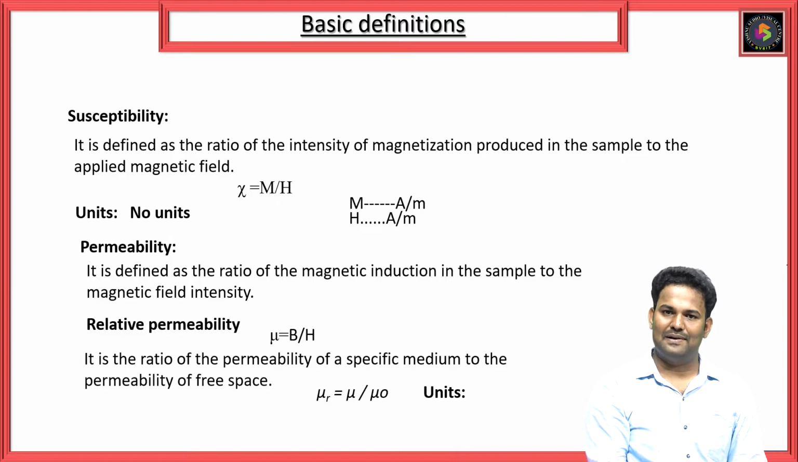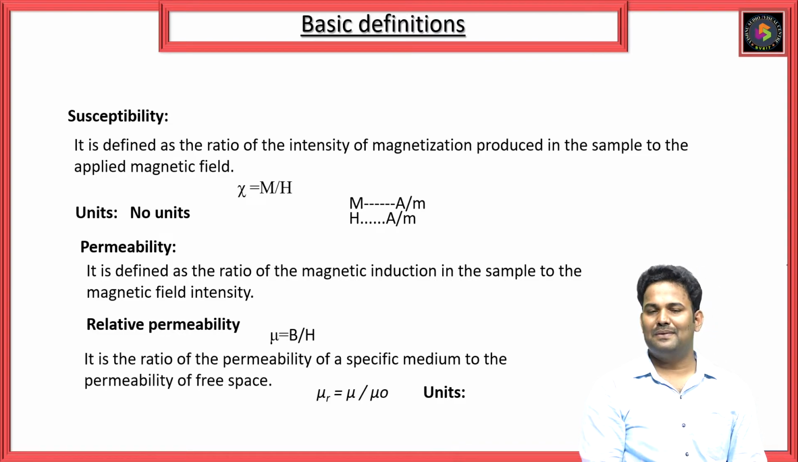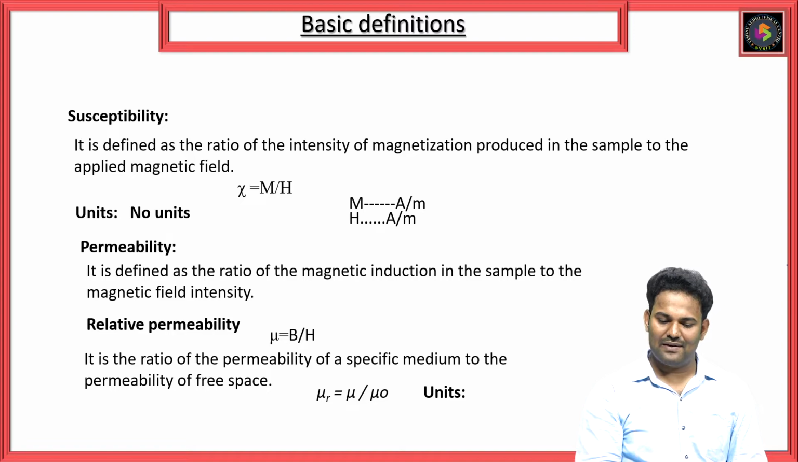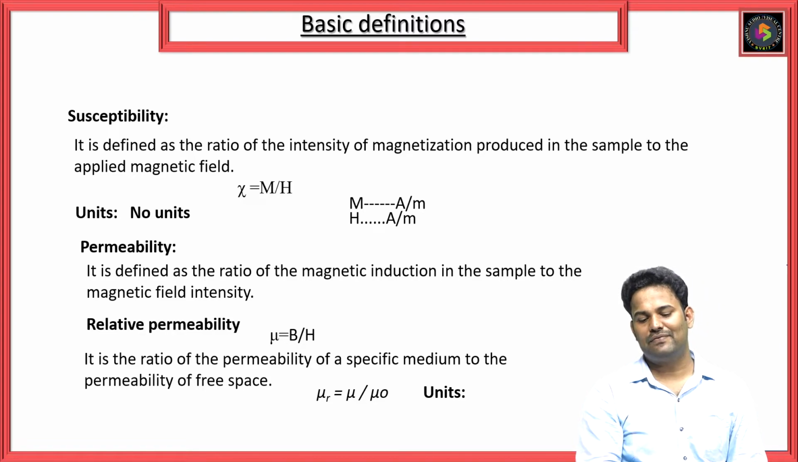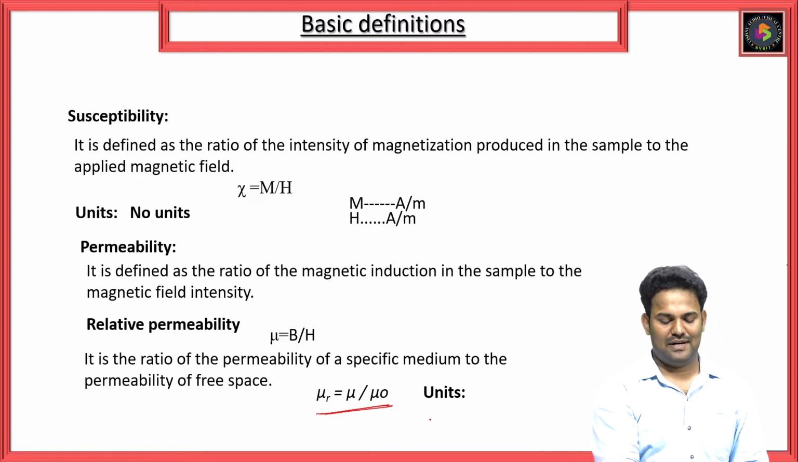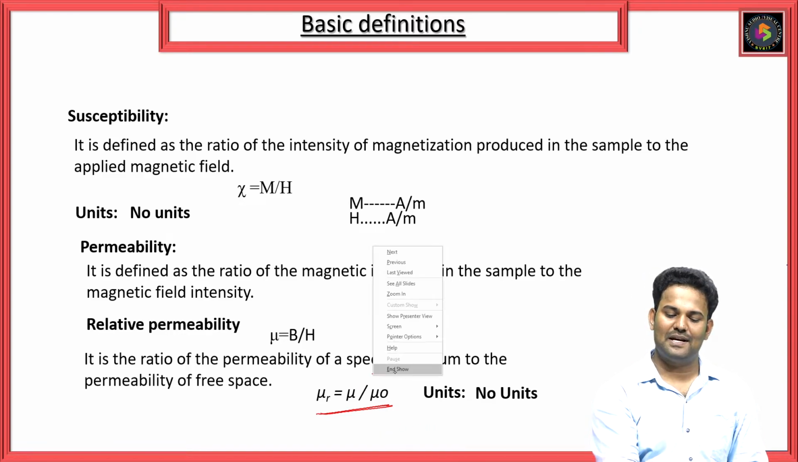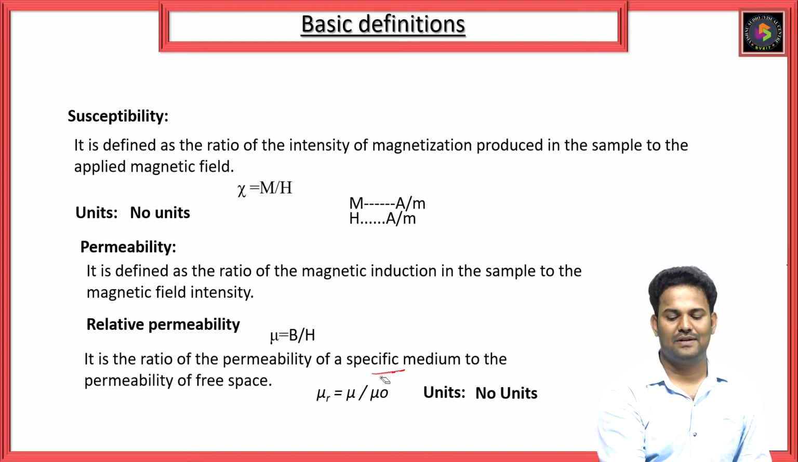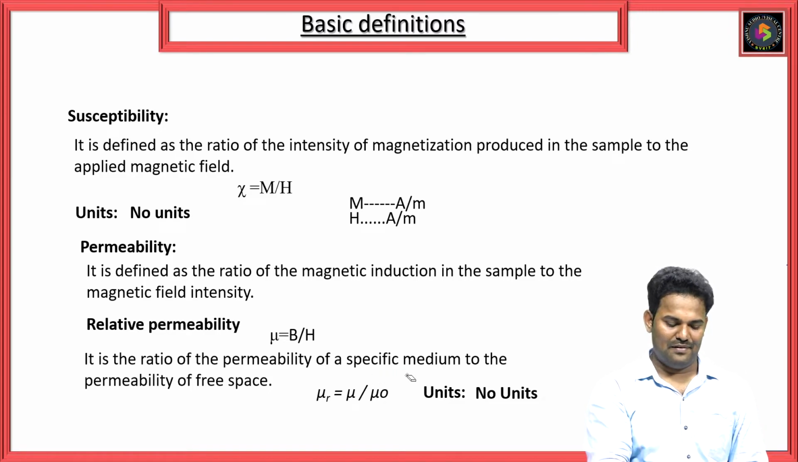What is the relative permeability? The ratio of the permeability of a specific medium to the permeability of free space. So the permeability of the specific medium divided by the permeability of free space is known as the magnetic relative permeability. The relative permeability does not have any units, because both permeabilities have the same unit, so there is no unit. It is denoted by mu r. Mu r is equal to mu by mu naught.